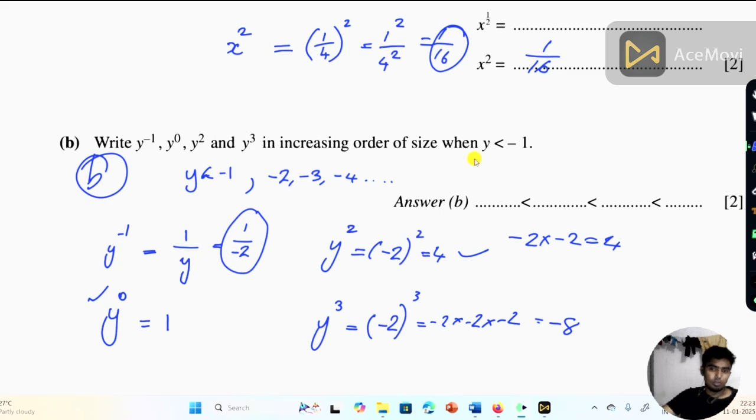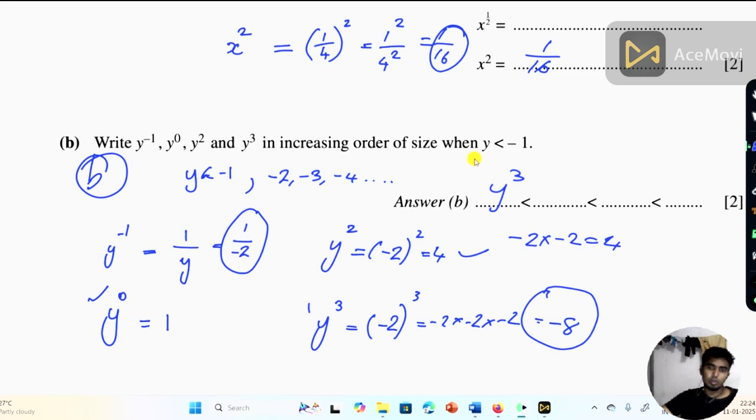So actually which one is the smallest one? We need to write in increasing order. So which value is the smallest one? The minus 8 is the smallest one. So minus 8 means y cube. Y cube is the smallest one.